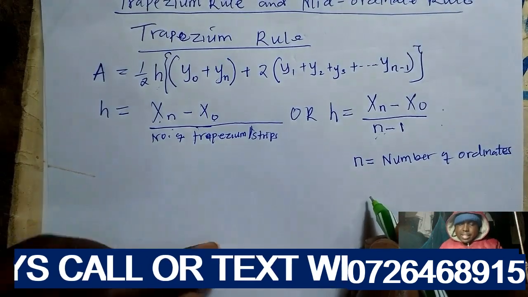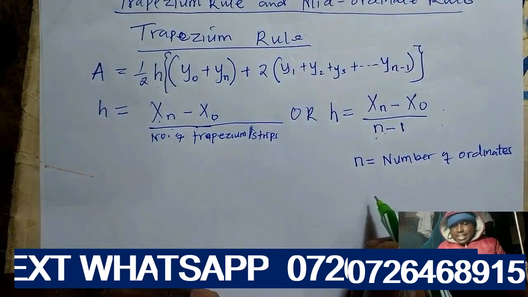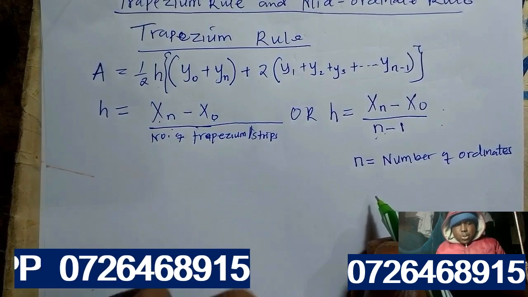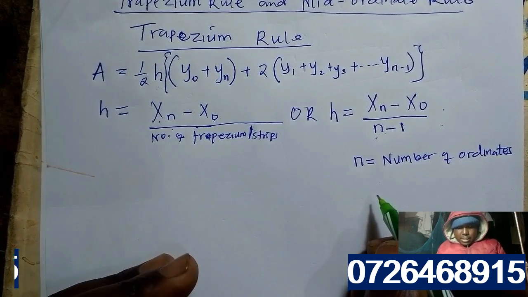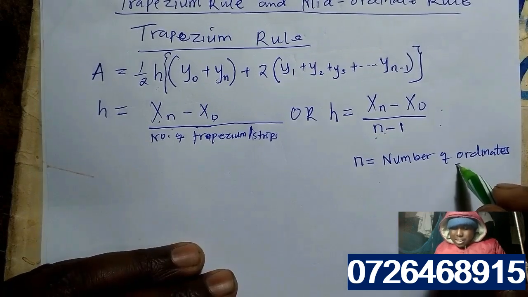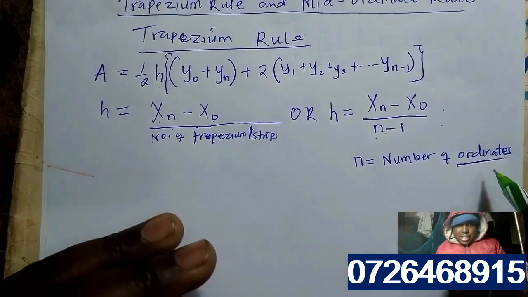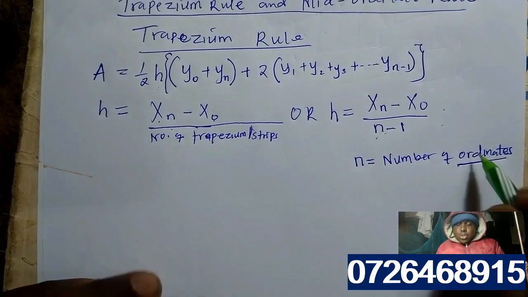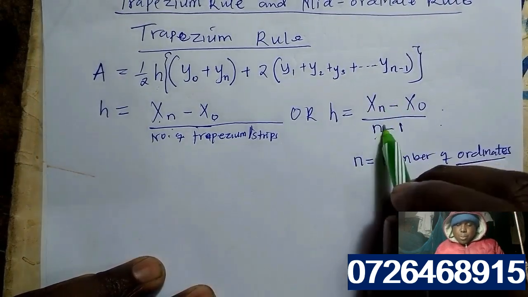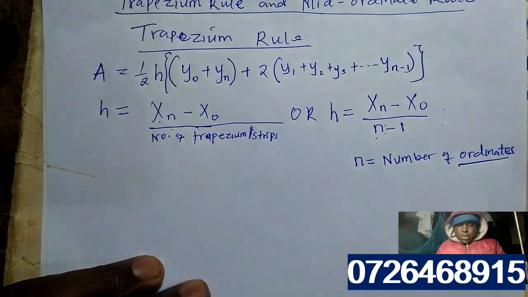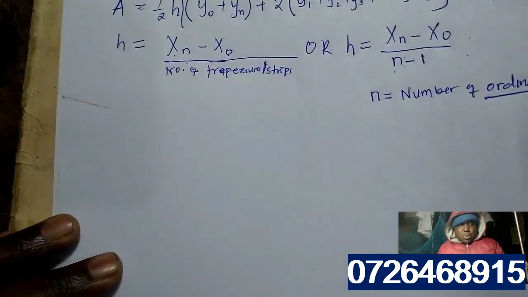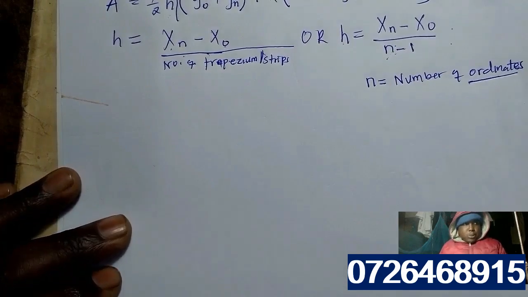When you are given that, use 5 ordinates to estimate. Whenever you see the word ordinates, 5 ordinates, 6 ordinates, then you should be able to use this formula to get the value of h. So let us look at an example. I think once we do the example, you will be able to estimate.